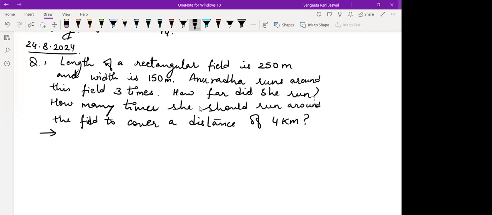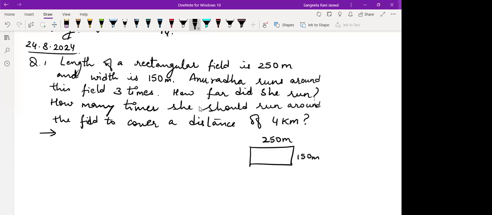Okay, see, in this question, two things are asked. The dimensions of the rectangular field are given to you. Just understand the question first and then read. Anuradha runs around the field 3 times. Now this is the field, right? I'm just making a rough diagram here. 250 meters is the length, 150 meters is the width. She takes 3 rounds of this shape. How far did she run? That means in 3 rounds, how much distance has she covered. First, you have to find out how much distance she has covered. And the second thing you have to find is how many times she should run around the field to cover a distance of 4 kilometers.